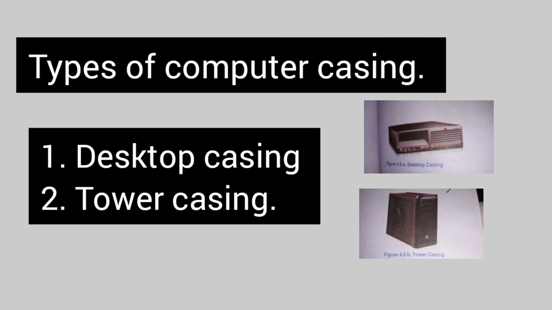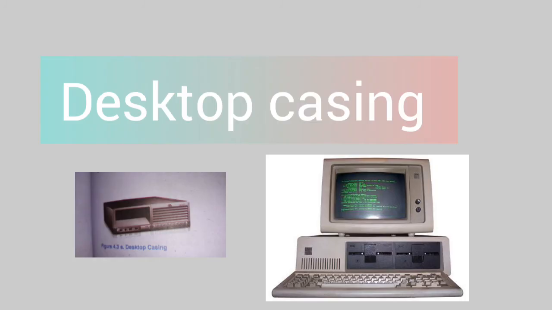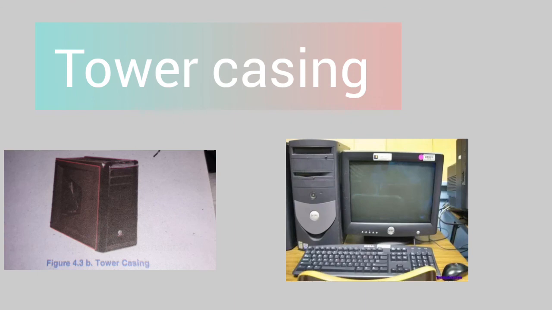Desktop casing. Desktop casing is the old type of casing which is designed to keep on the desk and usually the monitor is placed over it. Tower casing is the modern type of casing which is more attractive and common. Monitor is kept side by side with the tower casing.